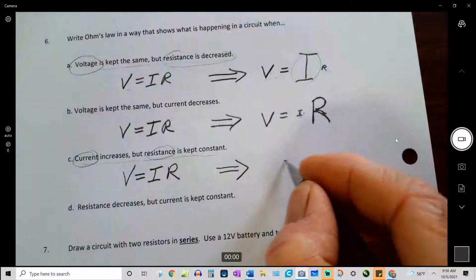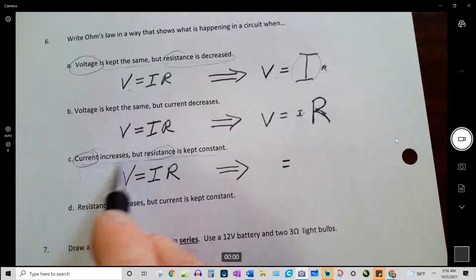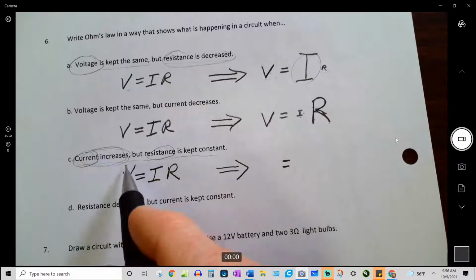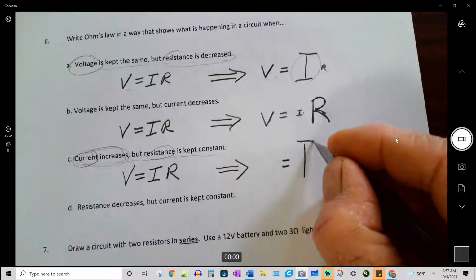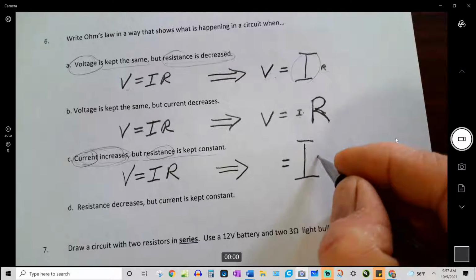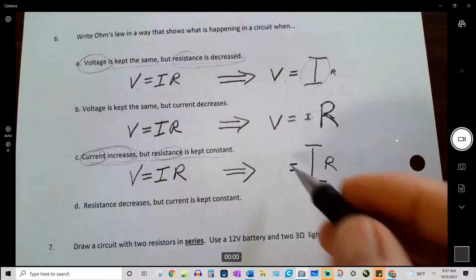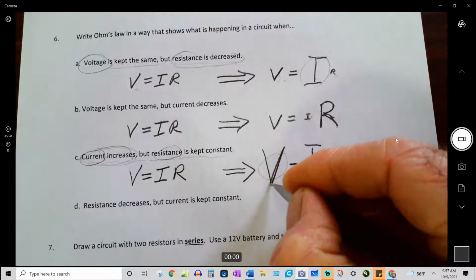So first, this isn't really giving you any help, but current increases. So what letter is current? I. So I need to make the I bigger. And resistance is kept constant, so I need to keep the R the same size. So what happens over here? It's got to be a big V. That's the only way this can make sense.